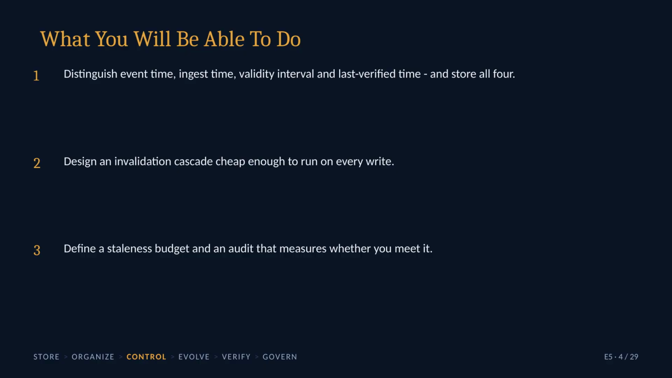3 objectives. Distinguish 4 different clocks and store all 4, because the whole episode follows from that one decision. Design an invalidation cascade cheap enough to run on every write. The constraint there is the interesting part, not the cascade. And define a staleness budget together with an audit that measures whether you are meeting it, because a budget nobody measures is a wish. I want to flag one thing about the middle third of this episode before we get to it. It is engineering practice rather than published results, and I will say so on the slides. I would rather label the boundary between literature and practice than let you discover it afterwards from the reference list.